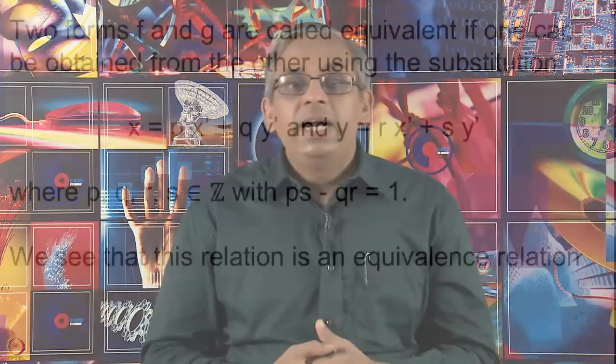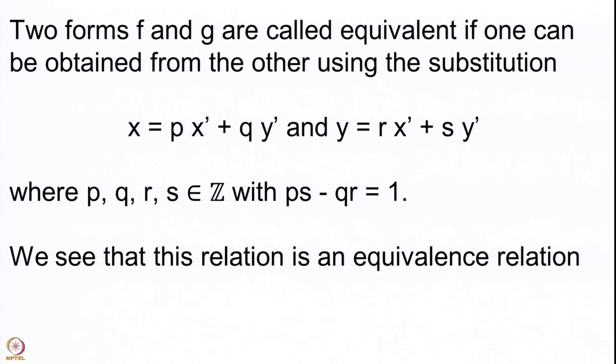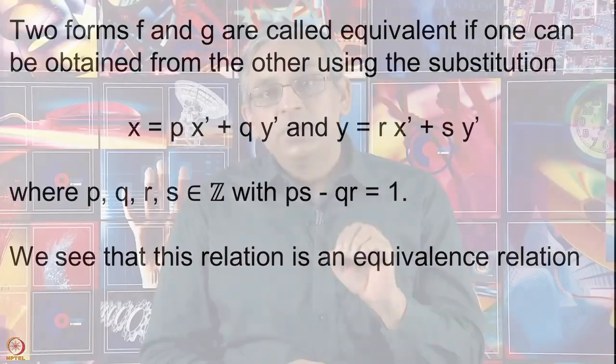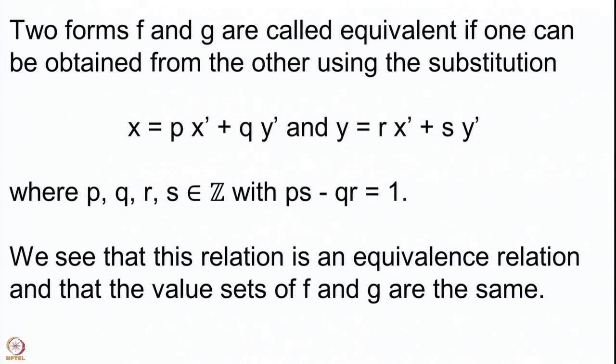We will see that in a moment, but more importantly, whenever f is equivalent to g and suppose g is equivalent to a third form h, then f is equivalent to h. So, all these three properties are put together in a box and we call them an equivalence relation. So, we see that this relation is an equivalence relation. That means the relation satisfies reflexivity, symmetry and transitivity. Okay. So, this is of course an equivalence relation, and further the value sets of f and g remain the same. So, we will see this in our next lecture, which we will continue on the same theme.